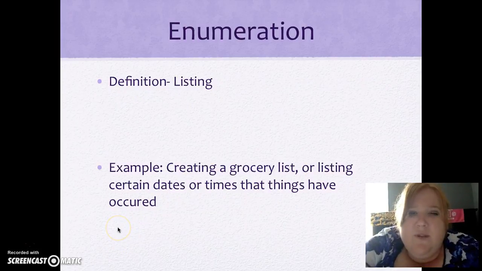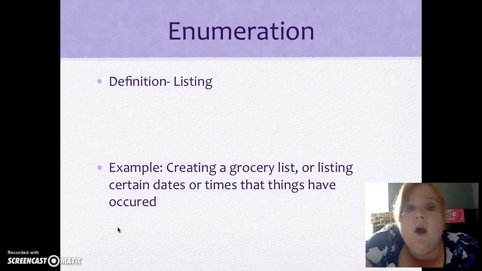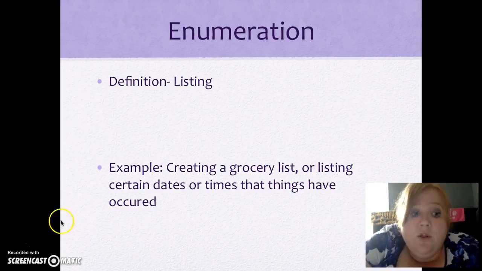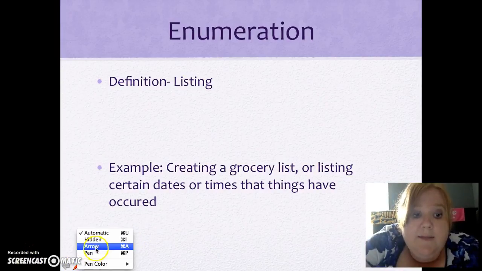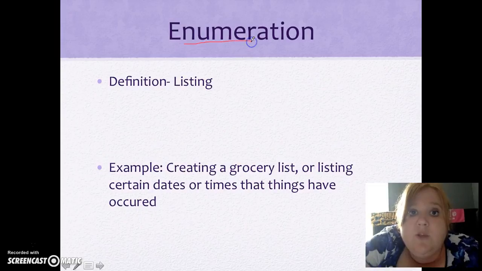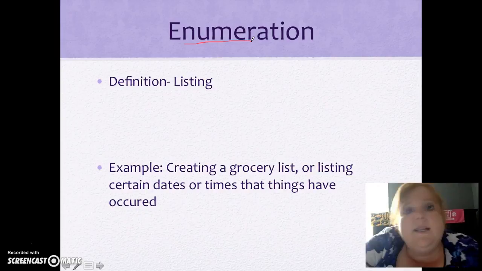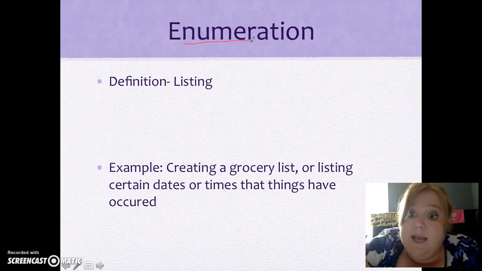The next one looks a little funny, but it's called enumeration. All it means is listing. If you have trouble remembering this one, you can look up here at the word that we see here, numer, which means number, the Latin root for number. So it would help us remember listing. As an example of this, you can create a grocery list or list certain dates or times that things have occurred. In text, you'll see, this happened this date, listing down, down, and down, and you can see that usually in nonfiction text.